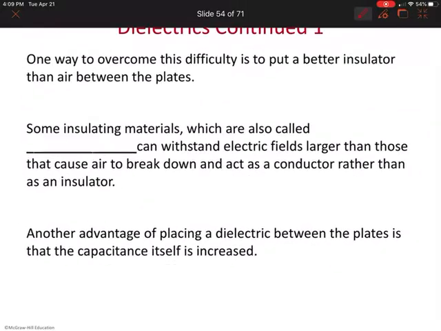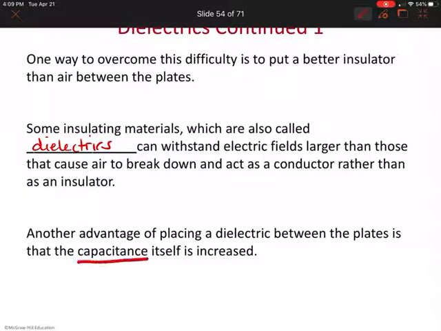And so some insulating materials are called dielectrics. And they can withstand electric fields larger than those that cause air to break down. Okay?